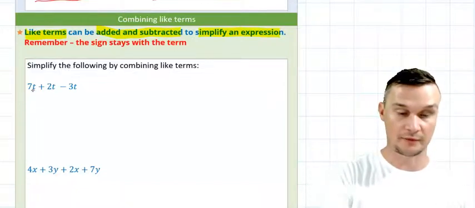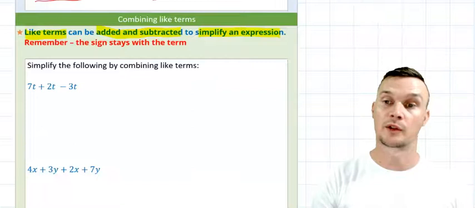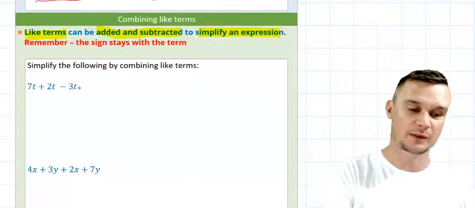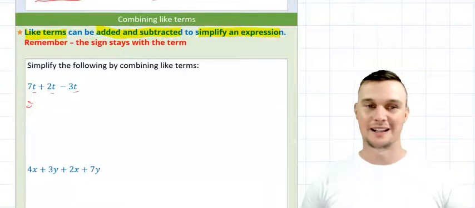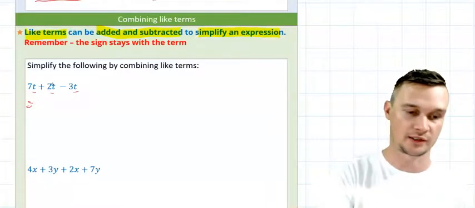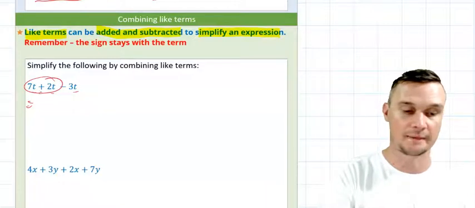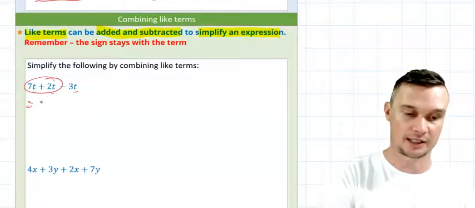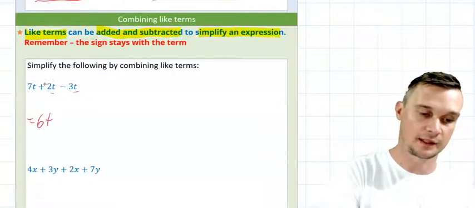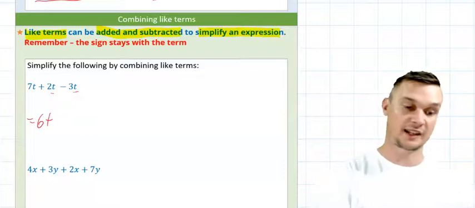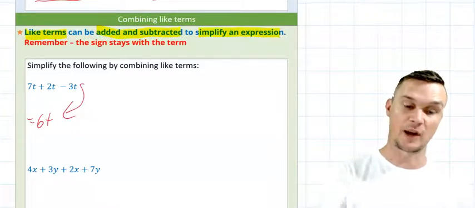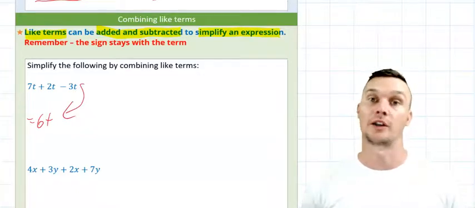The first thing you're going to do is look for the like terms. You want to group them together. This one's a pretty easy one, as they all have the same pronumeral t. They're all like terms, so all you need to do is go through the process and evaluate. So 7t plus 2t equals 9t, minus 3t will equal 6t. We've simplified that expression, so it can be written as just 6t. We've combined our like terms.